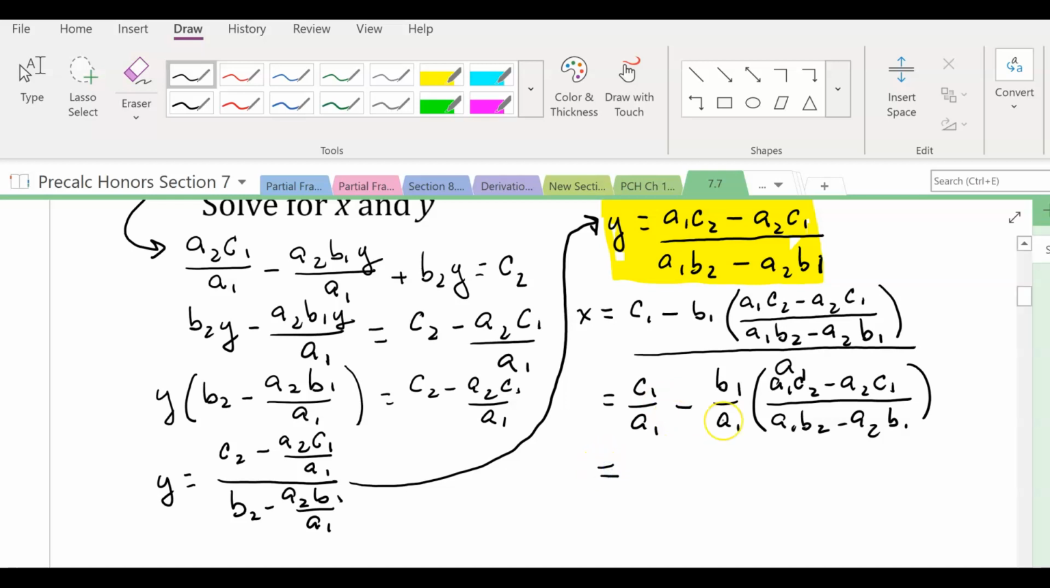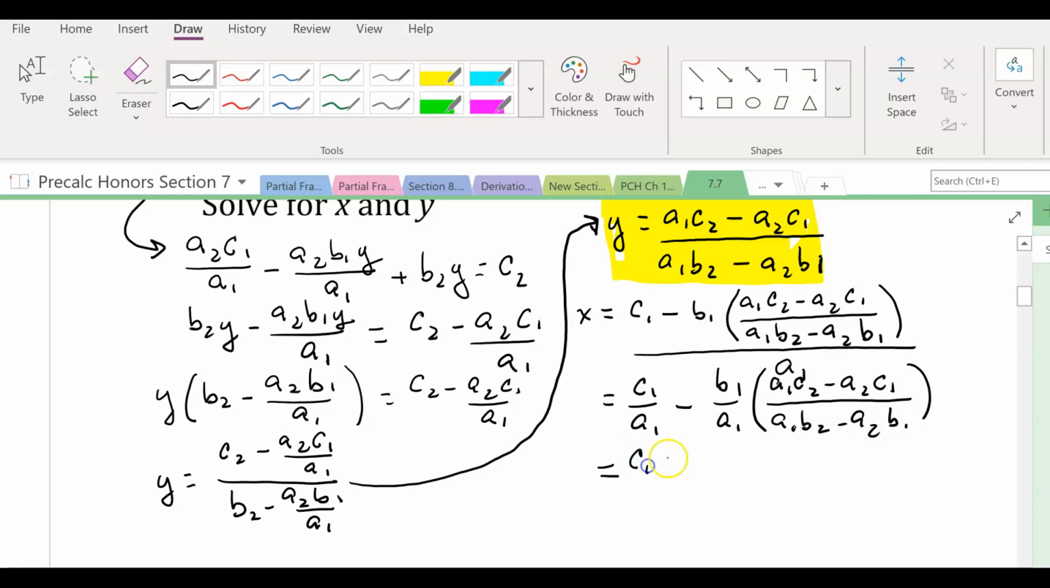So I'm going to skip a step here to consolidate a little, but basically I need a common denominator here. This fraction has the a1 piece, but we don't have the a1b2 minus a2b1. So I'm going to multiply this fraction by a1b2 minus a2b1 over a1b2 minus a2b1, and then combine it. I'm going to do all that in one step.